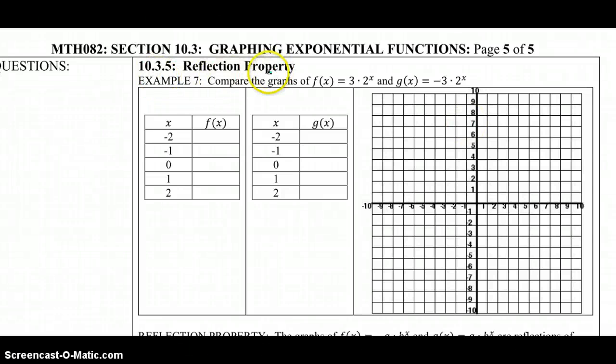10.3.5, the reflection property. So in example 7, we're asked to compare the graphs of f of x equals 3 times 2 to the x and g of x equals negative 3 times 2 to the x. Okay, so again, we should recognize that both of these are exponential. In this case, a is 3 and our base multiplier is 2. And this one is also an exponential function where a is negative 3 and our base multiplier is 2.